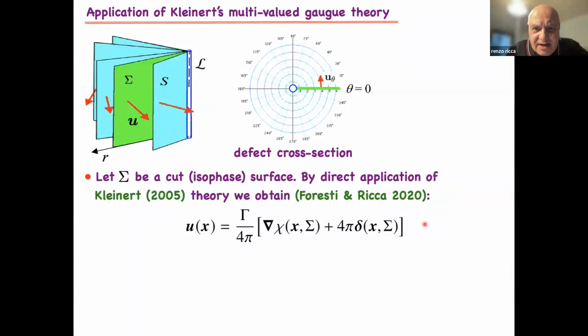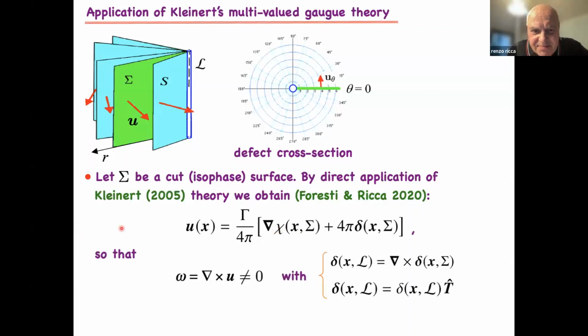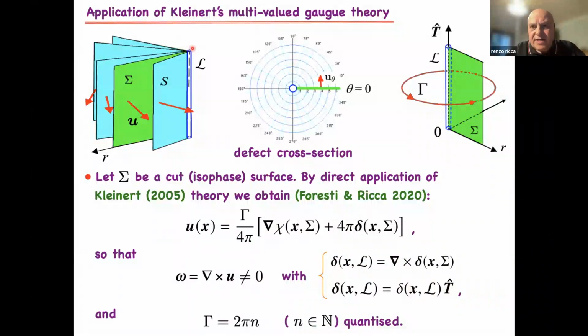And the work in Foresti and Ricca is JFM, I believe, 2020. You will find this expression, and you will see here that there is the role of this delta function in u, so it's a correction to u. I apologize if you see this chi. I meant to be theta, my isophase surface. And here again, you have the curl that this time is well defined because the delta function along the nodal line finally is given by a delta function along the unit tangent, and so we can give a proper sense to the curl operator. Theta is multi-valued, so circulation around the defect line is gamma and has these 2 pi n values, so it's quantized.